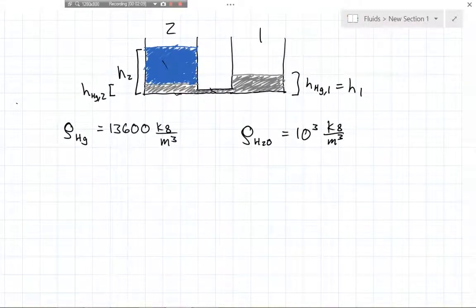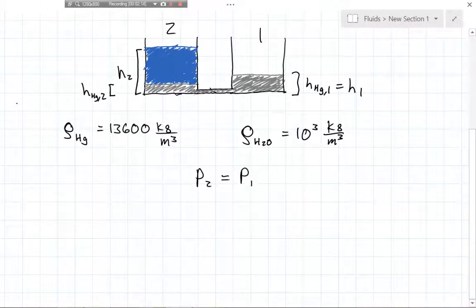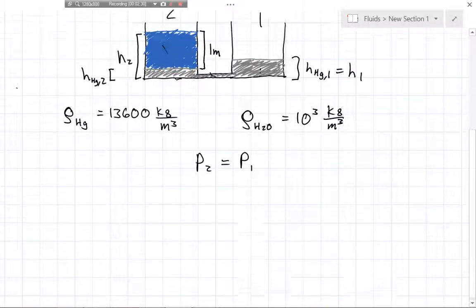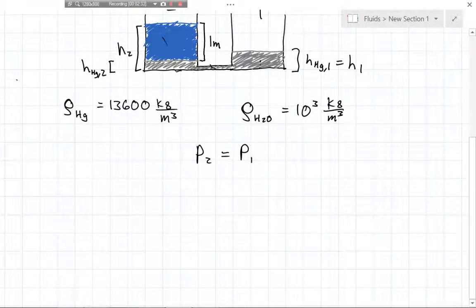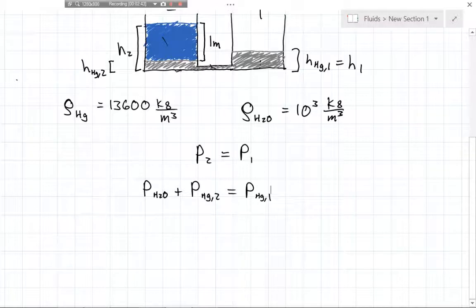So the basic idea here is that the pressure that's in container 2 needs to be equal to the pressure that's in container 1. So the pressure at the bottom of container 2 is equal to the pressure that's caused by 1 meter of water. Remember, no water leaves this container, so this is still just 1 meter of water, plus the pressure caused by this extra mercury. So the pressure at the bottom of container 2 is the pressure caused by H2O plus the pressure that's caused by the mercury that's in container 2. And this has to be equal to the pressure that's caused by the mercury in container 1.